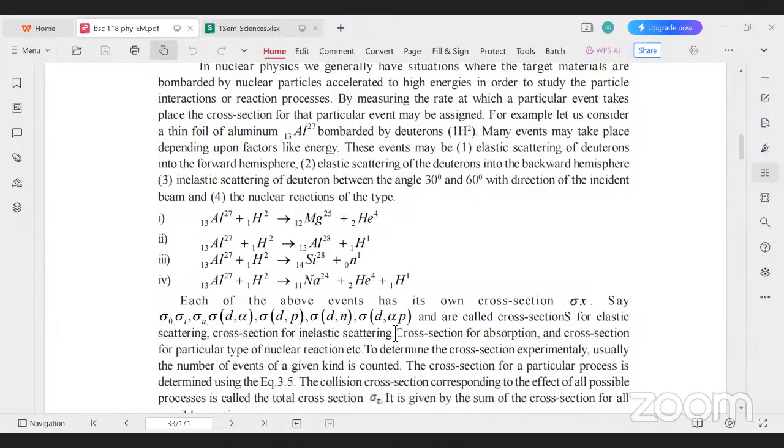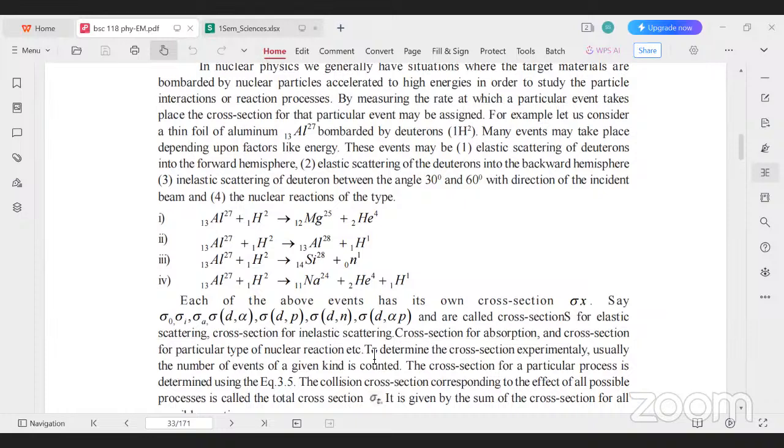So we have the cross sections for elastic scattering, cross sections for inelastic scattering, cross section for absorption, and cross section for particular types of nuclear reactions. Elastic means the particle can travel; inelastic means it does not, it will be in the same position.